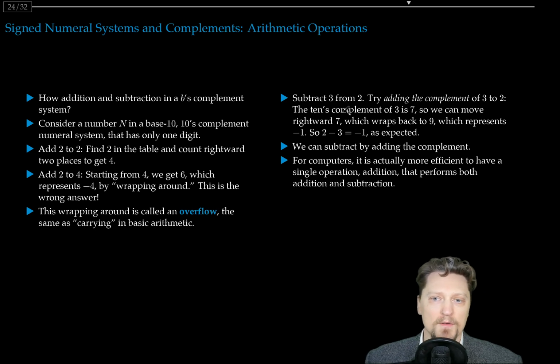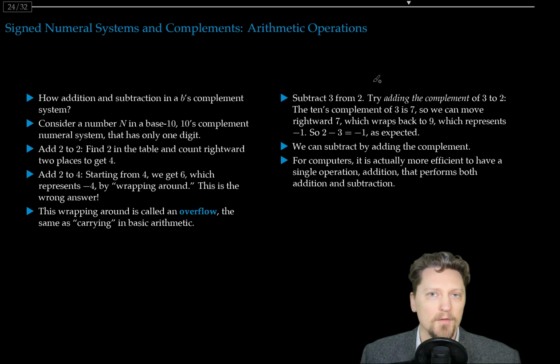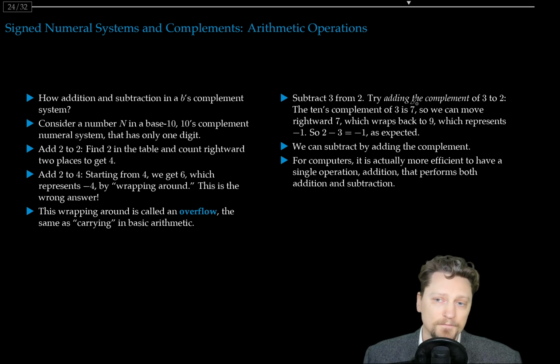Subtract 3 from 2. So now let's move over to subtraction. Let's subtract 3 from 2. We could do our regular subtraction, but let's try instead adding the complement of 3 to 2. So the 10's complement of 3 is 7, right? So we can move rightward 7, which wraps back to 9, which represents -1.